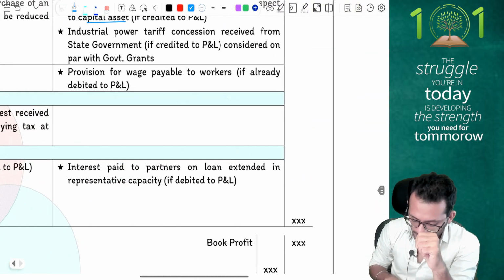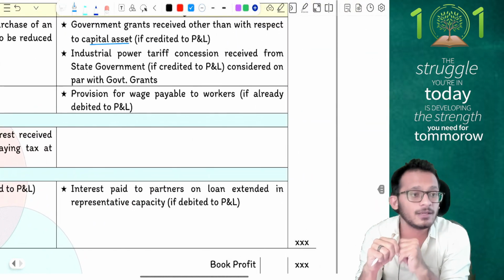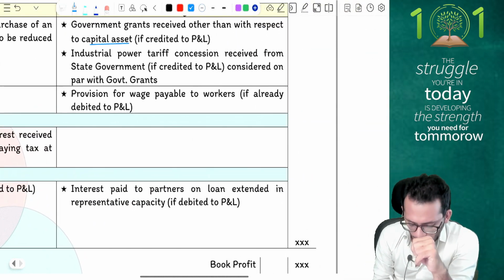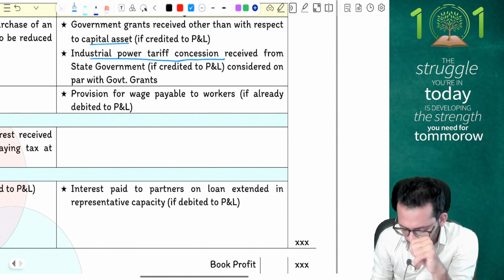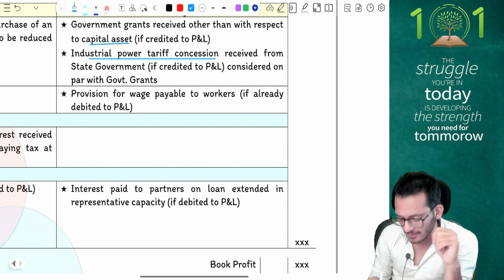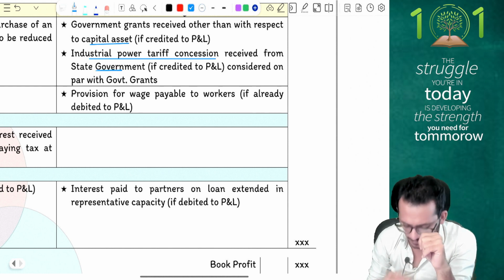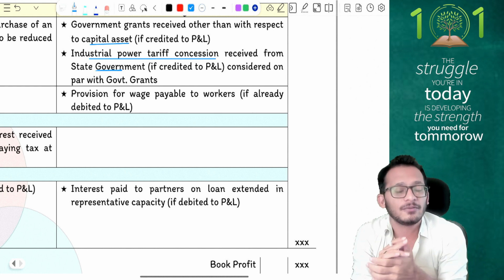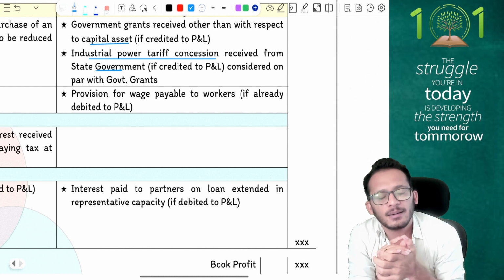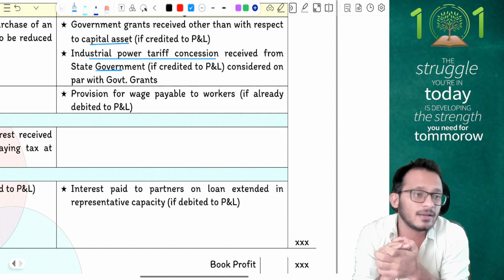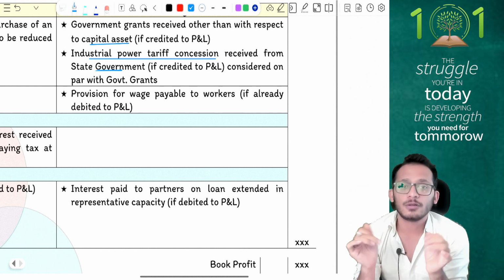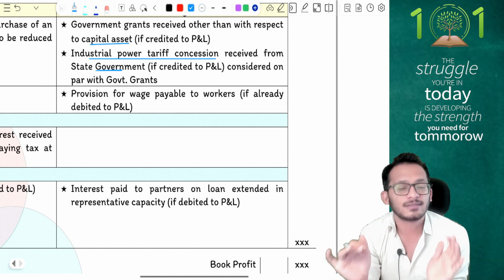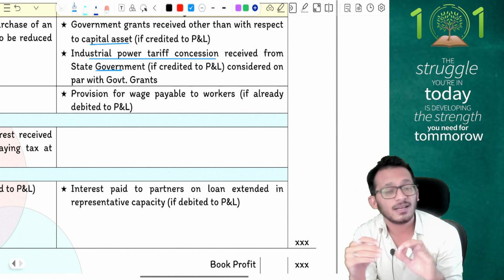The one adjustment which has come in ICDS exams on multiple occasions is this one, which says any kind of industrial power tariff concession which is received from the state government will also be considered as a government grant. So if you see something called industrial power tariff concession, you can clarify that this is a government grant and therefore should be there in the P&L. If it is already there in the P&L, I will treat it as an ignorable item, but if it is not there in the P&L, I will add it to my P&L.